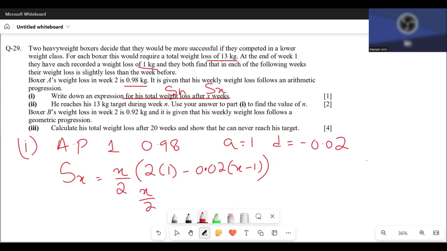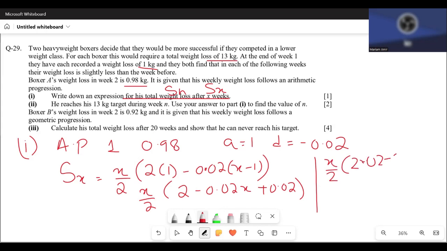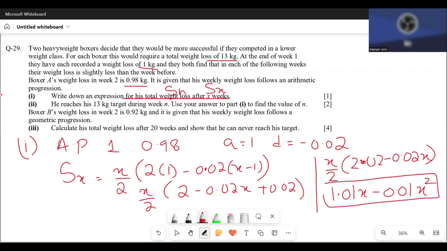We get x over 2 times (2 minus 0.02x plus 0.02), which gives x over 2 times (2.02 minus 0.02x). Divided by 2, we get x times 1.01. In fact, let me open the brackets as well: 1.01x minus 0.01x squared. This is the total weight loss after n weeks.